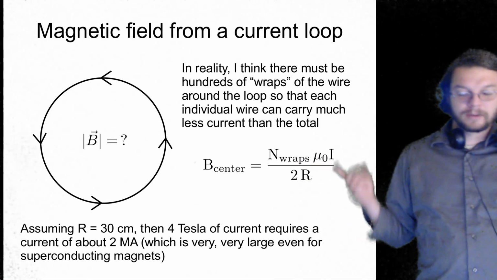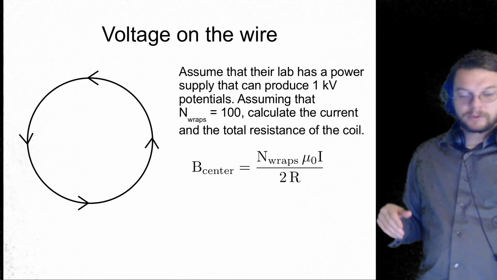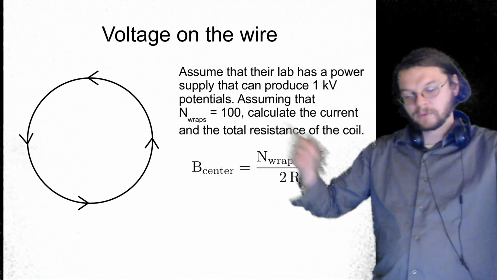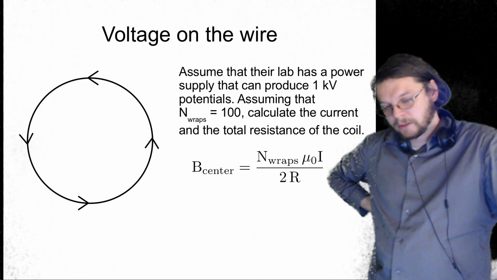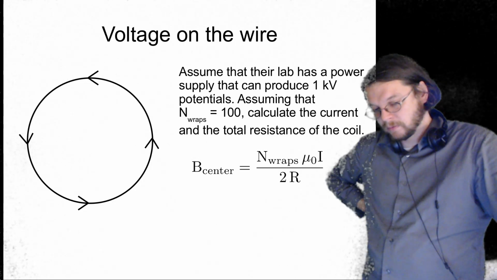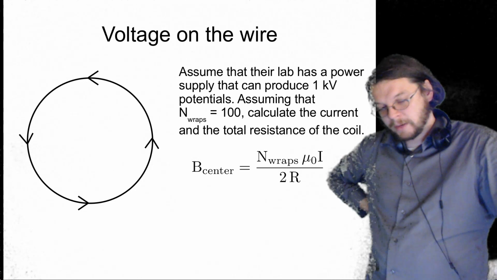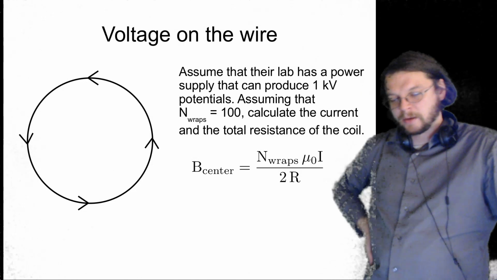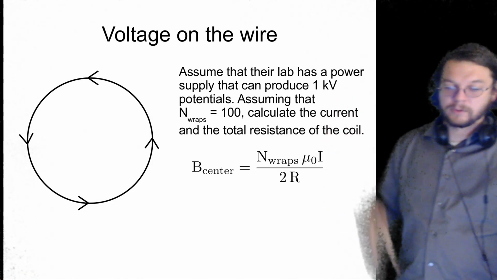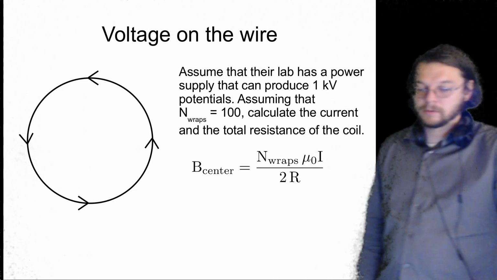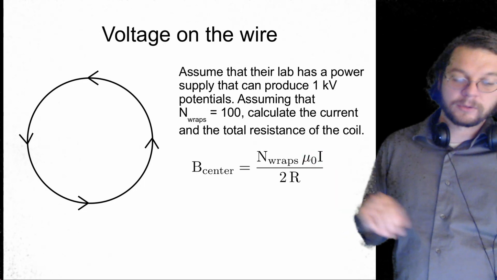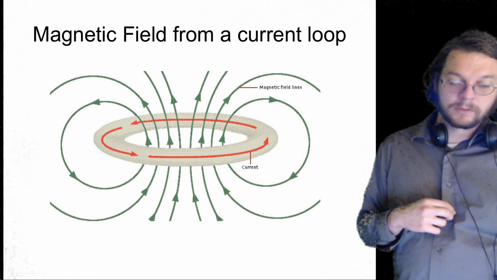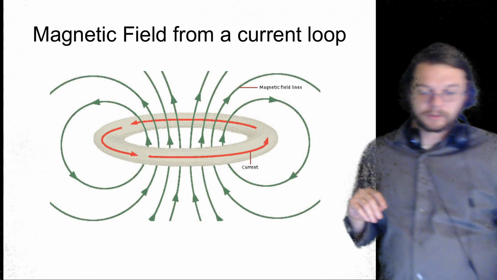And so when you do that, depending on what you assume, if you assume 100 wraps, now you're getting a current of a few hundred amps, maybe a kiloamp, and it's the kind of current that maybe a kilovolt potential could potentially apply. So all of a sudden it's something that's not insane to try to produce in the laboratory. So I'll go ahead and resolve the mystery there.